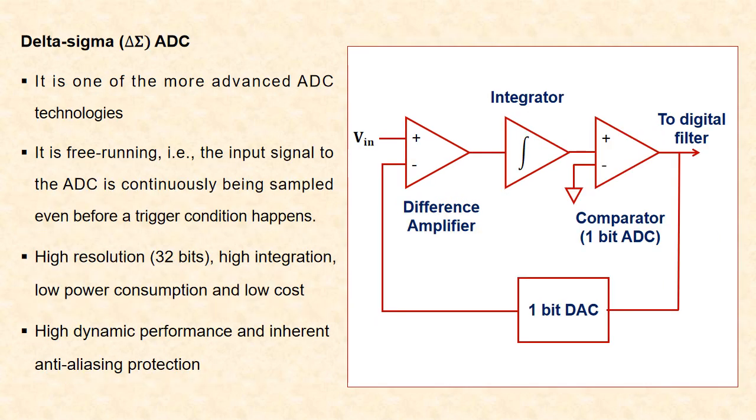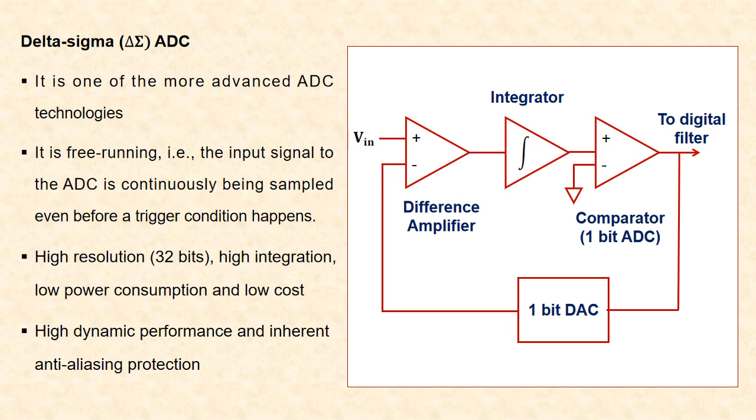Next, we will see about delta sigma ADC. It is one of the most advanced ADC technologies. This ADC first encodes an analog signal using high frequency delta sigma modulation and then applies a digital filter and decimation filter to form a higher resolution but lower sample frequency digital output. It consists of a difference amplifier, integrator, 1-bit comparator, that is ADC, and 1-bit digital to analog converter.